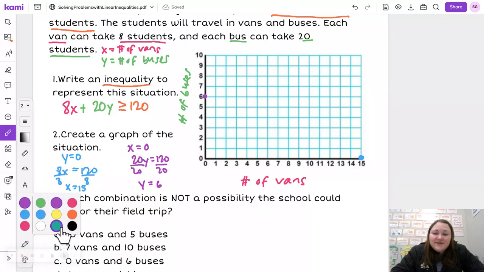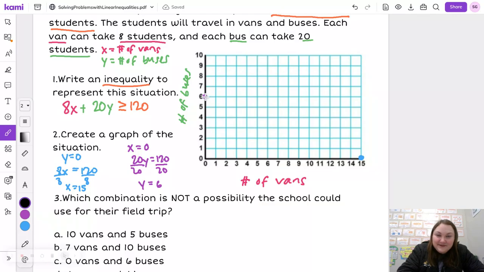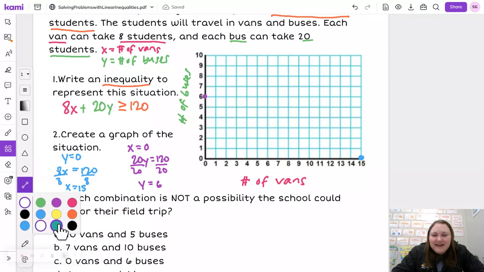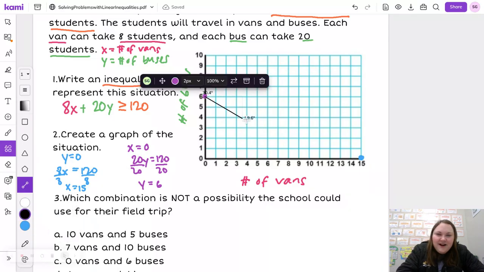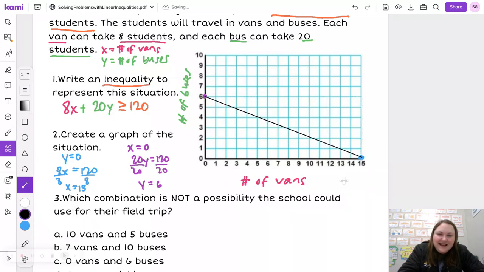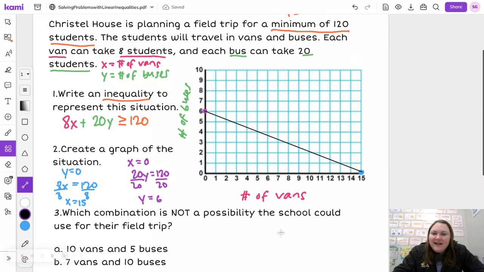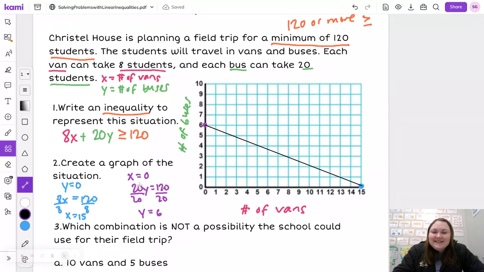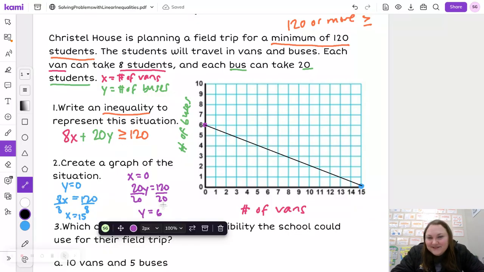Like I said, you could also solve this inequality for y and use y equals mx plus b to help you graph this. Either way, you get the same line. And so our graph would look something like this. Now I've got the line as a solid line because this has or equal to, so that means any point on the line would be a solution.